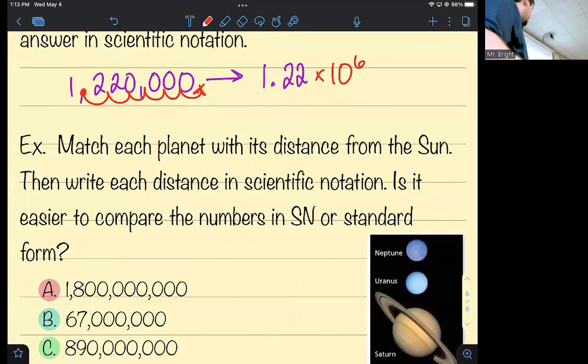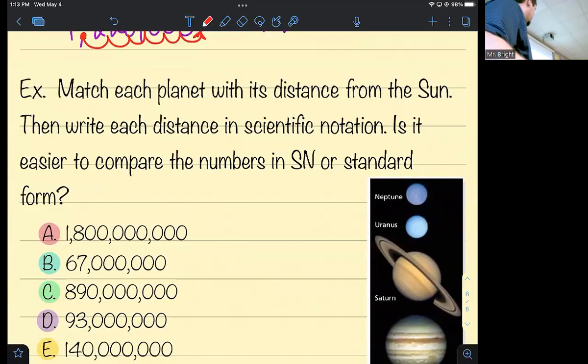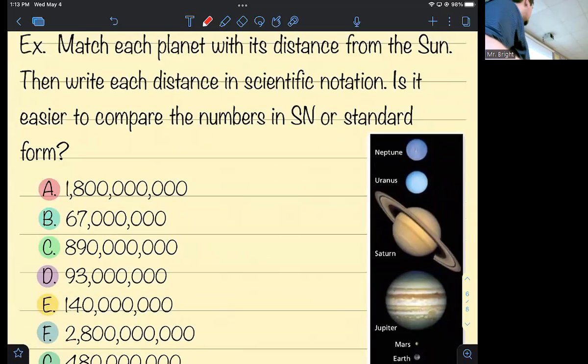Match each planet with its distance from the sun. Then write each distance in scientific notation. Is it easier to compare the numbers in scientific notation or standard form? Looks like I put SN for scientific notation.